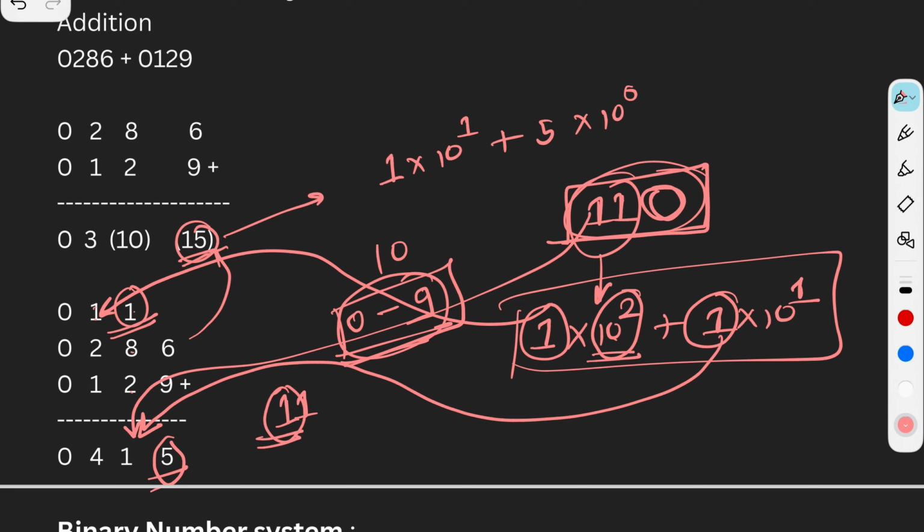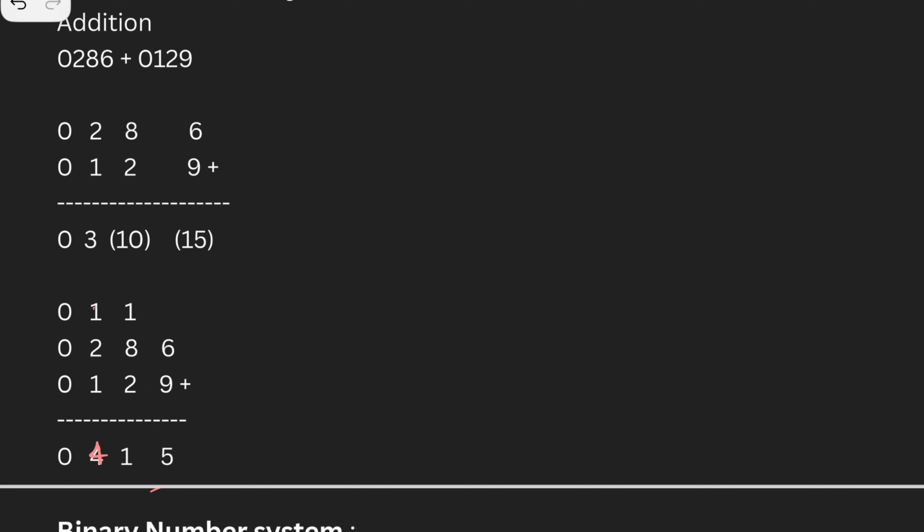So 1, 2 and 1, we have 4 finally. That's why the sum is 415. I hope that you understood the concept of carry. This value 1 and this value 1 are referred as carry. Now we have seen why this carry is important and how did we arrive at this method, that passing 1 to the next place, right?